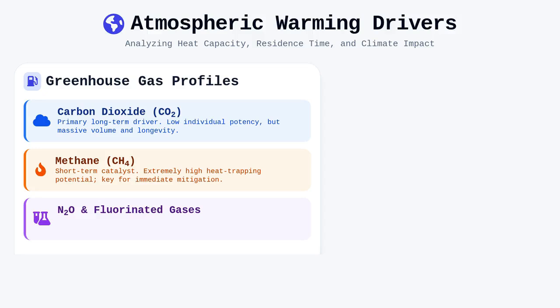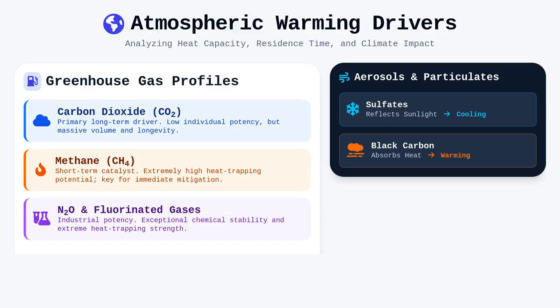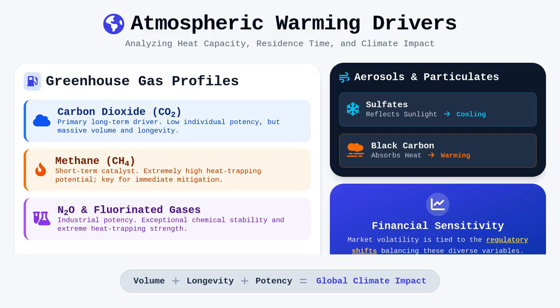Nitrous oxide, while emitted in smaller quantities, remains potent due to its chemical stability and long life, while fluorinated gases, though emitted in trace amounts, are exceptionally potent, often serving as critical focal points for industrial regulatory standards. Furthermore, we must account for aerosols and particulate matter, which can have complex effects. Some, like sulfates, reflect sunlight and provide a temporary cooling effect, whereas black carbon absorbs heat and accelerates warming in specific regions. Balancing these diverse variables is required to project future warming and to assess the sensitivity of global financial markets to regulatory shifts.